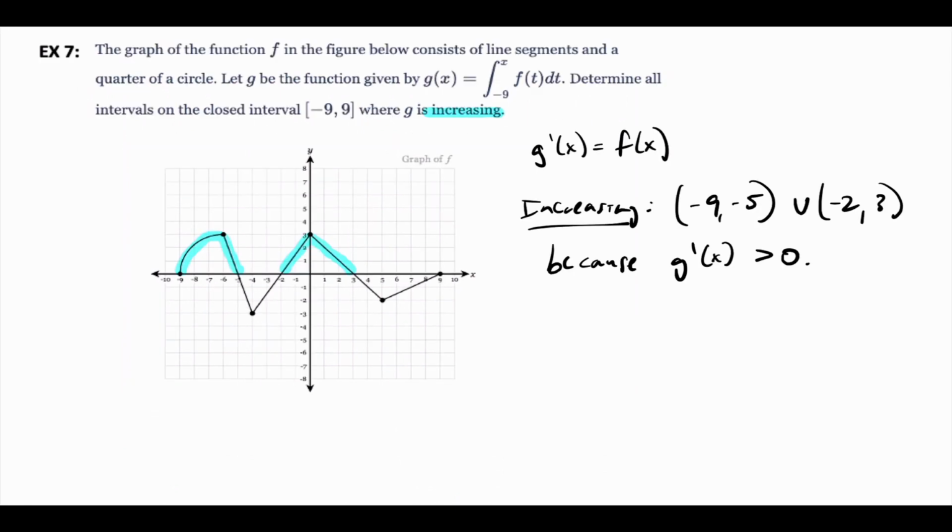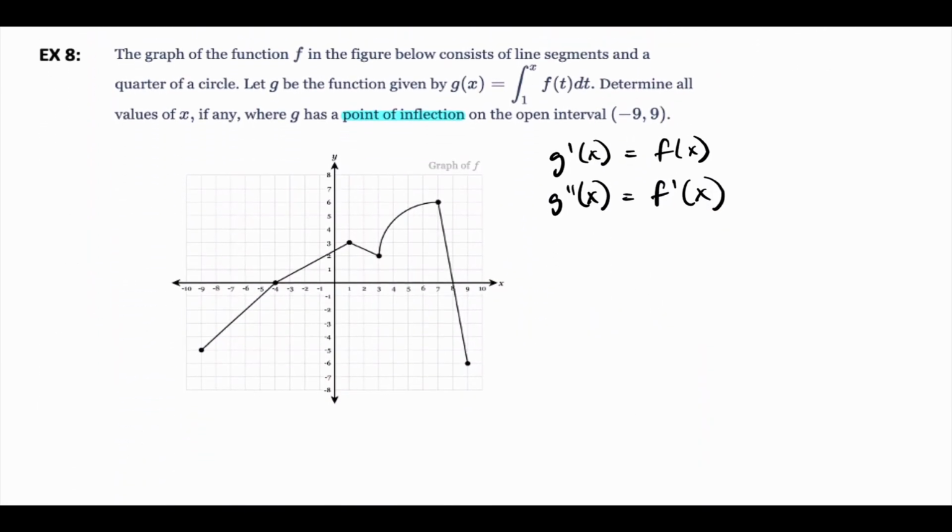Okay, so number 7. On the interval -9 to 9, where is g increasing? According to my cheat sheet, g is increasing when its derivative is positive. G's derivative is the same thing as f itself, and the graph is f. So in other words, you're just saying, where is the graph positive? It's positive from -9 to -5, and from -2 to +3, because that's where g prime is positive, because g prime is the same thing as f, which is the graph.